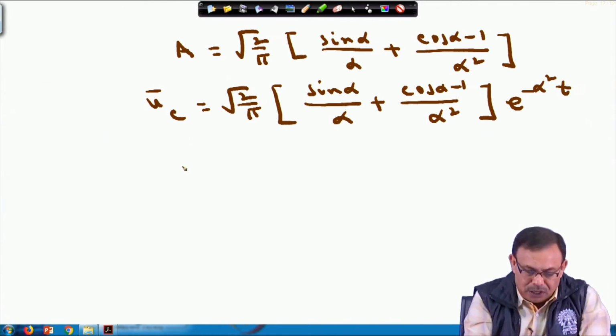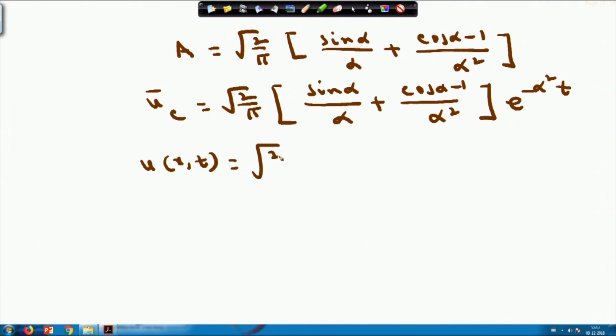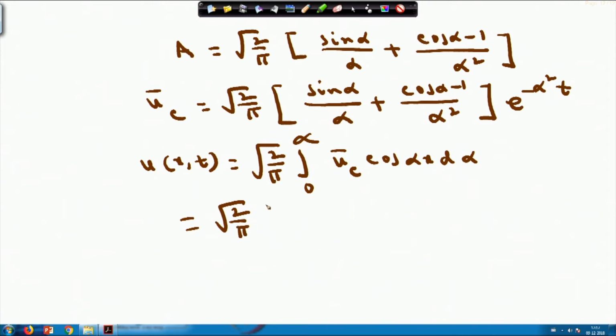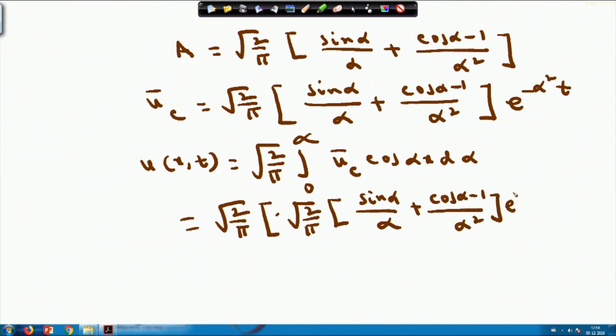And once I obtained u bar c, I can always write down u x t using the inversion formula: root over 2 by pi, 0 to infinity, u bar c into cos of alpha x into d alpha, and you put the value of u bar c. Root over 2 by pi into root over 2 by pi will come here, then sin alpha by alpha plus cos alpha minus 1 by alpha square into e power minus alpha square t into cos of alpha x into d alpha, and I can evaluate the integral to obtain the value of this one. Sorry, one thing I missed, this is from 0 to infinity, the integration from 0 to infinity. So, u x t is this integral. If I evaluate it, I will obtain the result.